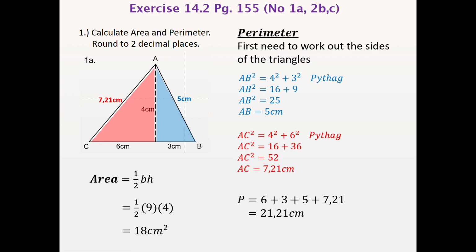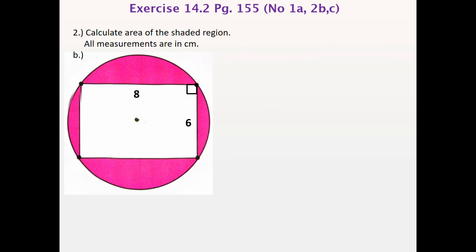Alright, then 2b. 2b was quite tricky. Okay, it said calculate the area of the shaded region. And it seems like they don't give you enough information, but they do. Okay, so what I need to do is calculate the area of the circle, and calculate the area of the rectangle, and then almost like erase or subtract the area of the rectangle from the circle.